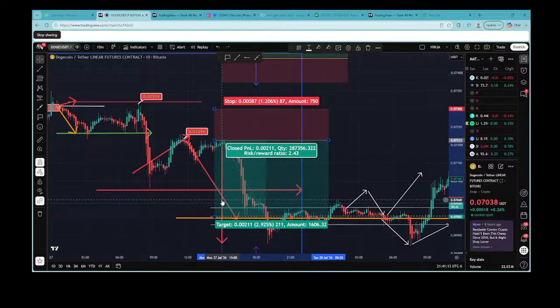When you increase leverage, you increase risk, right? Instead of increasing leverage, what you need to do is say, well, how are my entries?